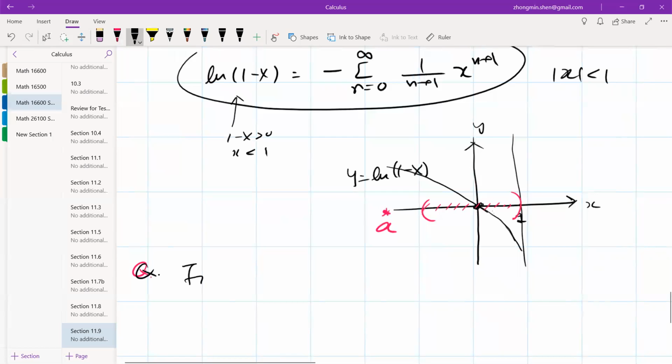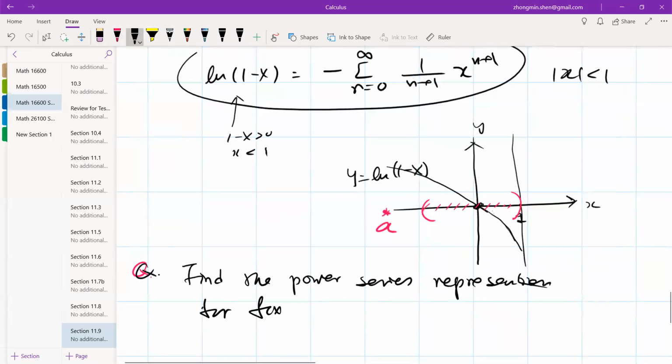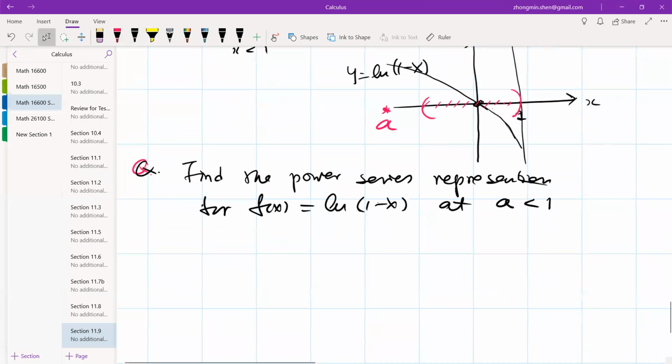Find the power series representation for the function f of x equals natural log 1 minus x. Here a should be less than 1 clearly, because the function is not defined for x greater than 1, right? So whenever you choose a, the interval is already determined. I can tell you before that.